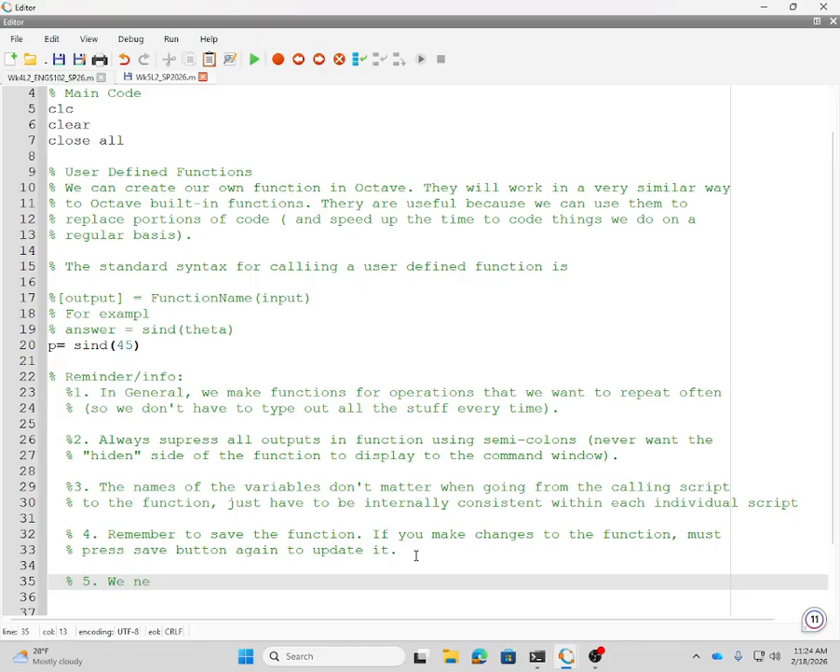Okay, and then number 5. So we never, that's so important, we never run the user defined function. We never run the function. We call the function, okay, in the main code, but never run it.